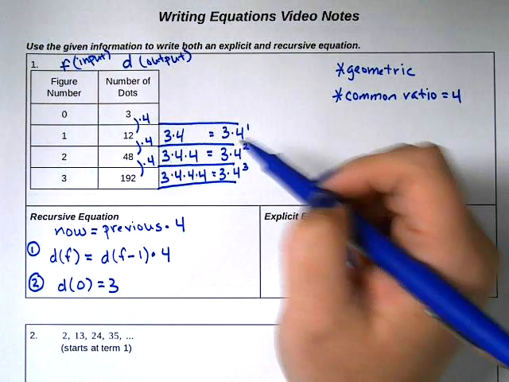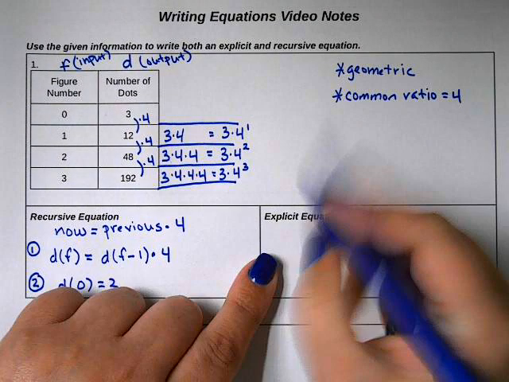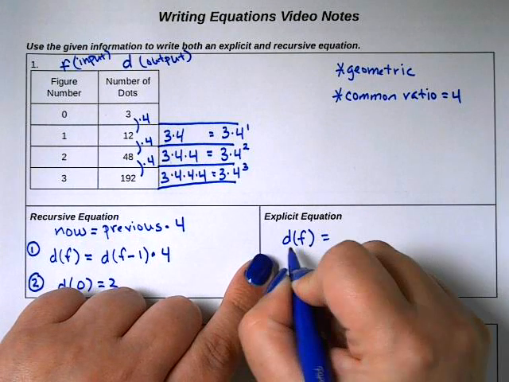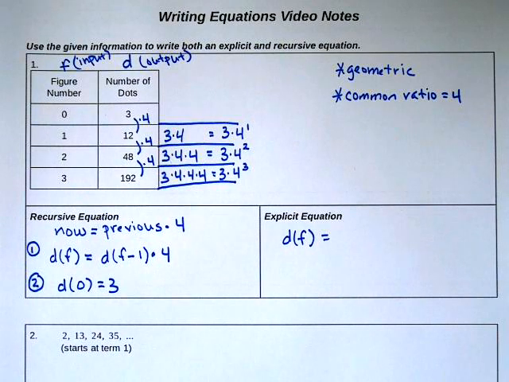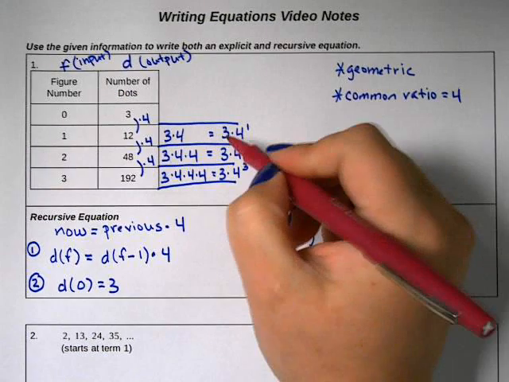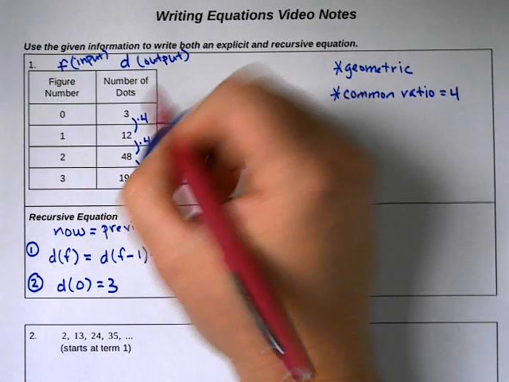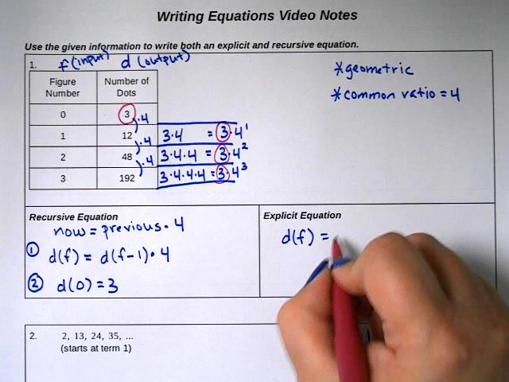So now what I need to do is figure out how does this help me write my explicit equation. I know my explicit equation needs to start with D of F. So I'm going to say the number of dots at figure F. And if I look here, I can see that each of these, when I expanded, started with a 3, because that was actually my initial value. So there's the 3.